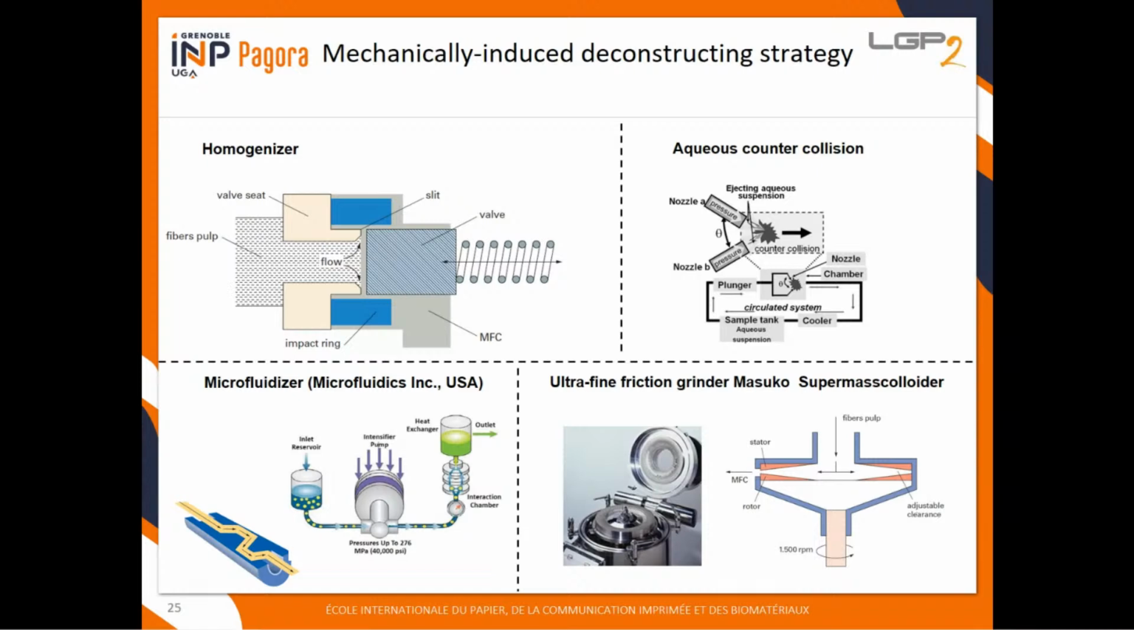It consists in applying strong shear force to the fiber pulp, which is pushed here. So it's a dilute suspension, usually around 2%. And this suspension is forced to pass into this very thin slit, whose thickness changes because of the movement of this valve. And so it applies very strong shear to the suspension. And after several passes, we can obtain a partial, at least, defibrillation of the material.